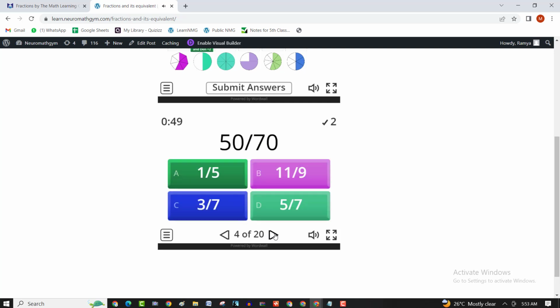Like this you are going to identify for 20 questions. So it might be a bit challenging, but you just give a try. You just take enough time and try to do it by yourself.